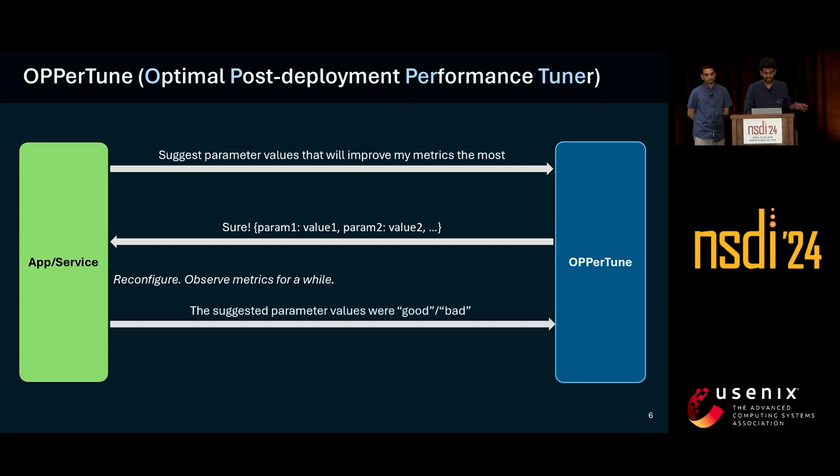Once the metrics have stabilized, the application provides feedback to OPPerTune by telling if the suggested parameter values were good or bad, which OPPerTune uses to learn and provide even better values in the next iteration. This process repeats till an optimal configuration is found. Note that there's an initial one-time setup that the app needs to do where it tells OPPerTune which parameters to tune and which algorithm to use, which I did not show here for brevity.